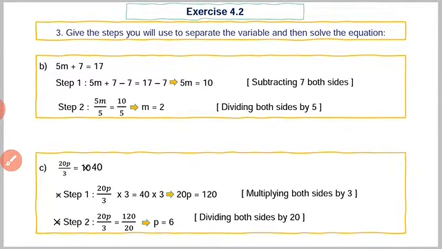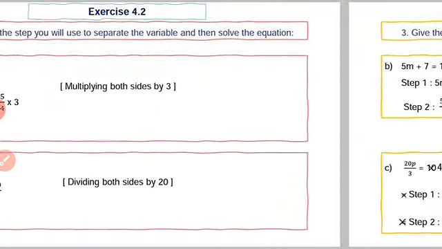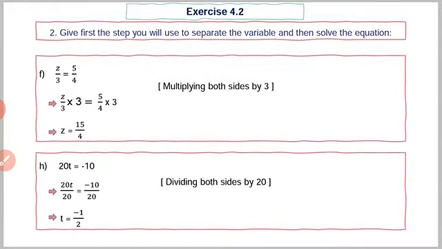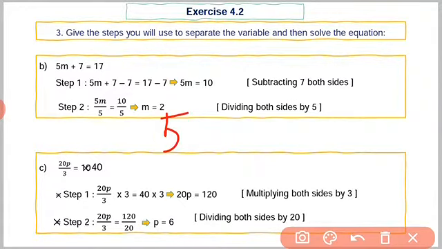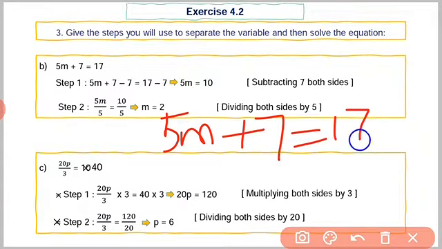Now let's take question number 3. Give the steps you will use to separate the variable and then solve the equation. In the above questions, there was only one step involved in separating the variable. In this particular question, there are two steps involved. So let's see. In the first, B part, we have equation 5m plus 7 is equal to 17.